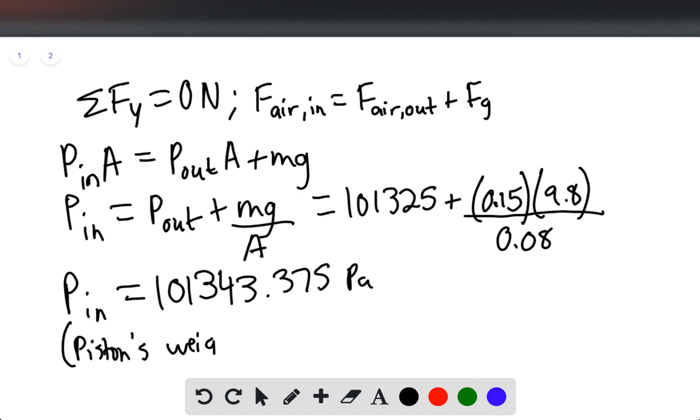Now, we can see the piston's weight is negligible. Because again, this number is very close to this number. There's a less than 20 pascal difference between the outer pressure and the inner pressure. So we can say that the piston's weight is negligible.